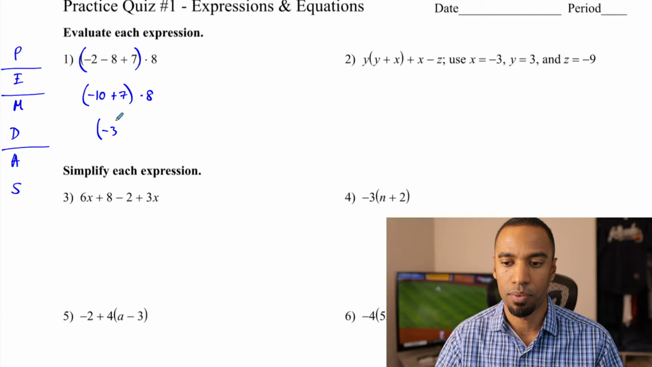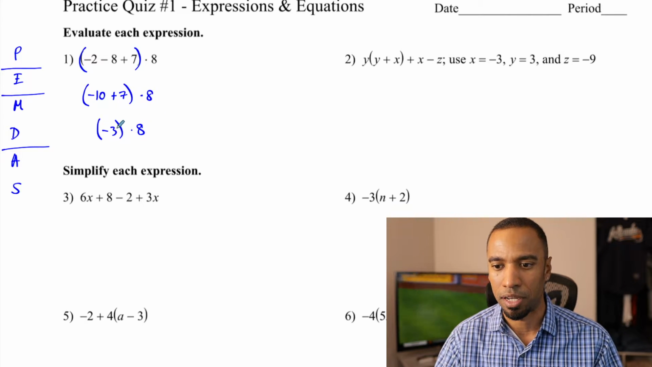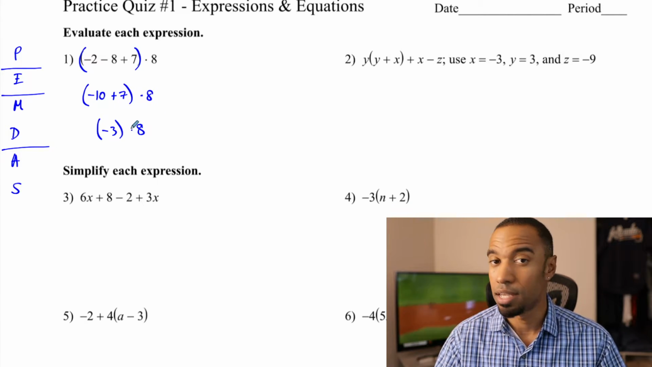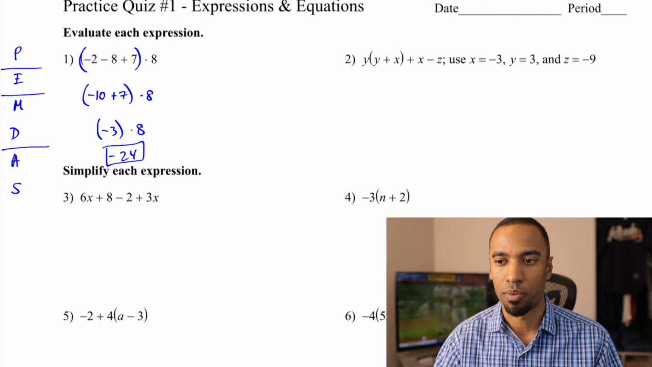So that's going to be -3 times 8. Do the parentheses matter at this point? Maybe not. But -3 times 8 here is indeed -24. So that's what we're going to be getting here. That is your end result. And that is number 1, following the order of operations.